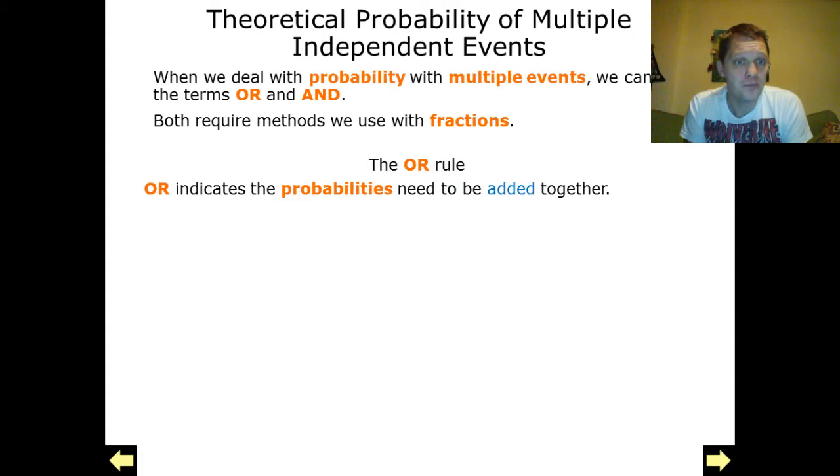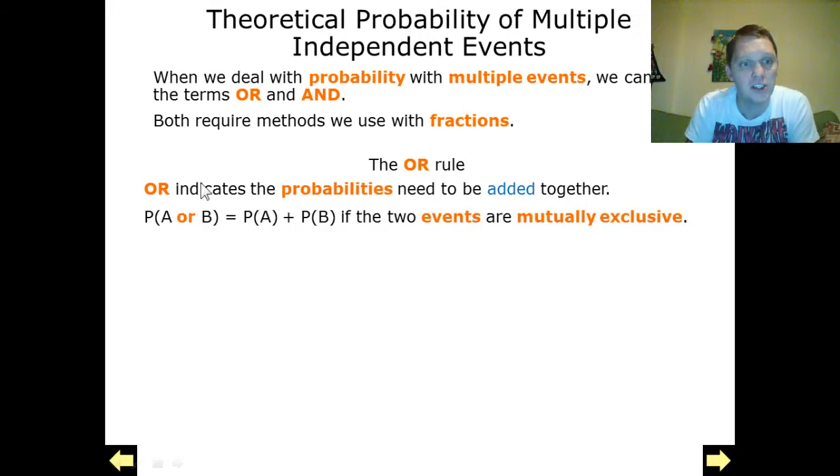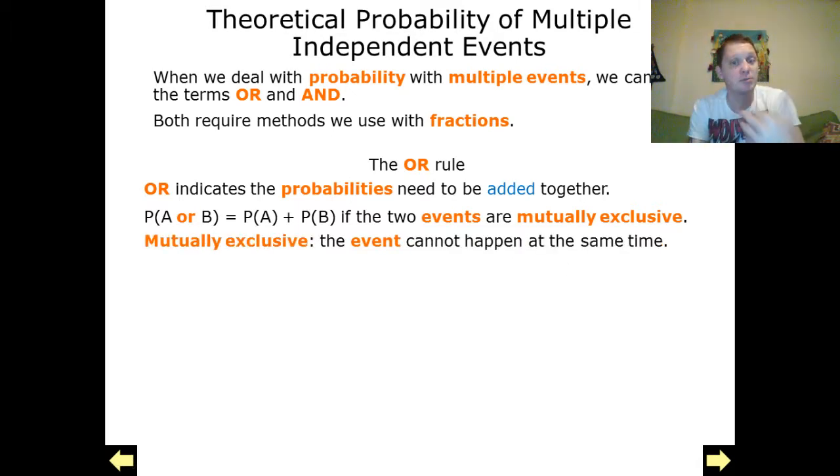So the OR rule, this means that we are going to be adding together our fractions. So the probability of this or this happening, we are going to add together our fractions. So in context, probability of A or B, so two events: probability of A plus the probability of B if the events are mutually exclusive. Now, by mutually exclusive, what we mean is that the events are not happening at the exact same time, which might affect each other.